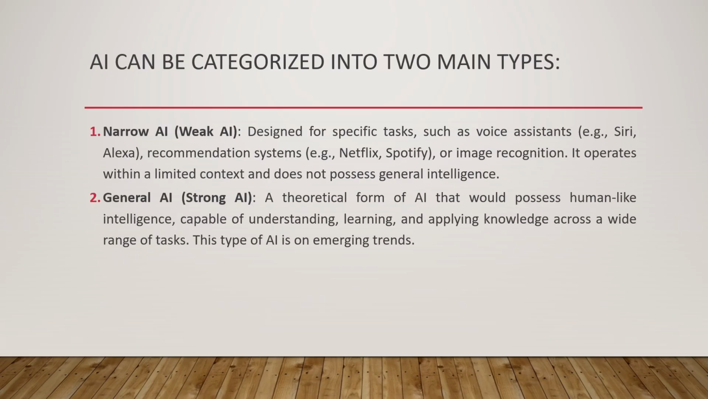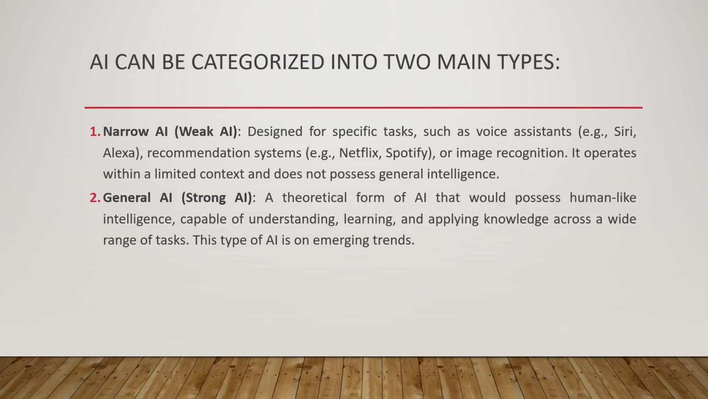Next one is: AI can be categorized into two main types. AI is mainly classified into two types. One is called narrow AI, also called weak AI. The second one is general AI or strong AI.